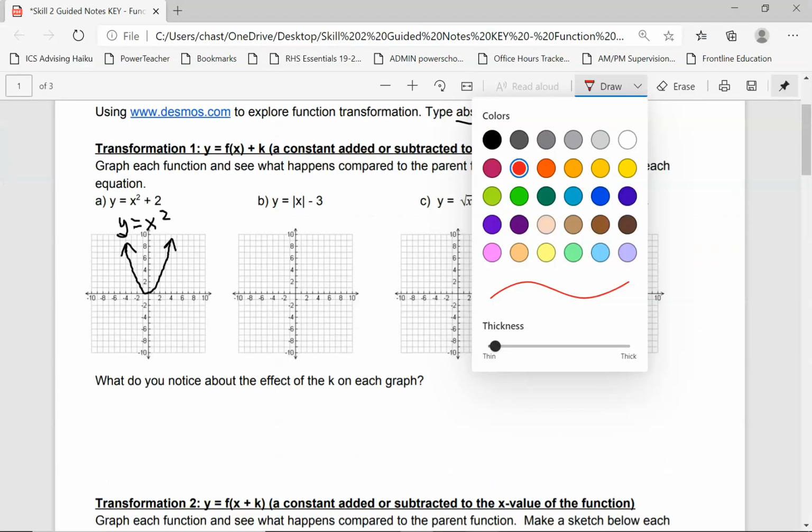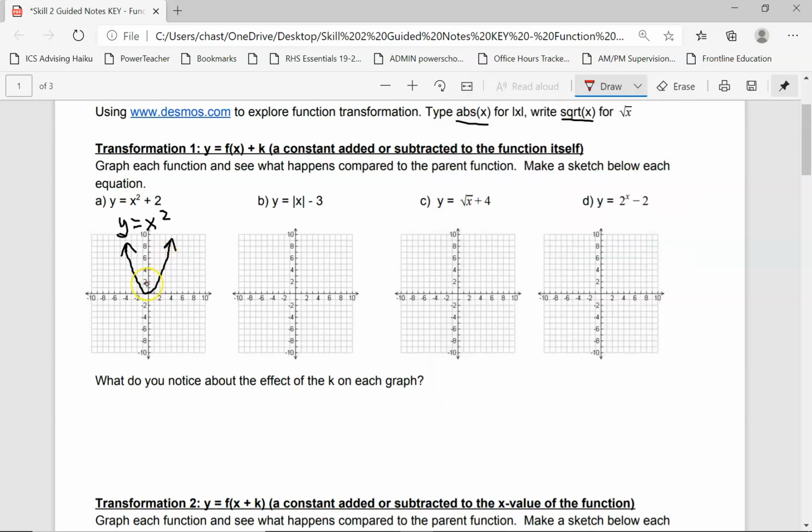So I'm going to go back to my notes here. Like I said, I'll use red to do this. I'm going to plot that point here and draw what I saw in Desmos. Okay?